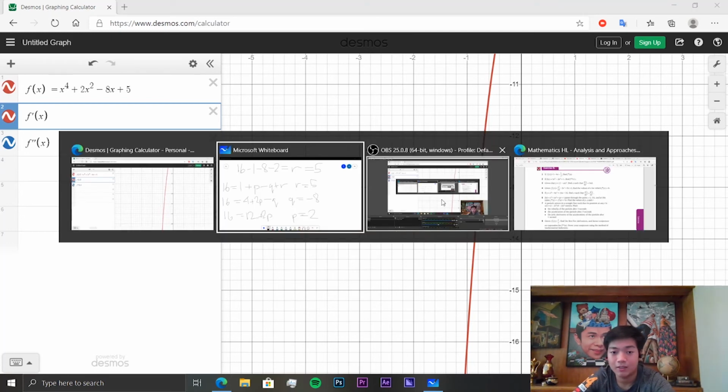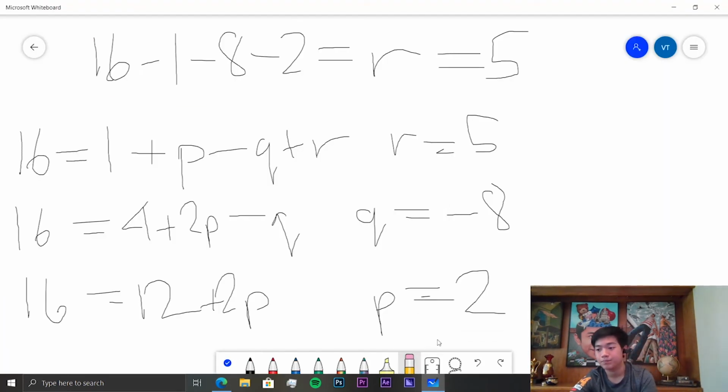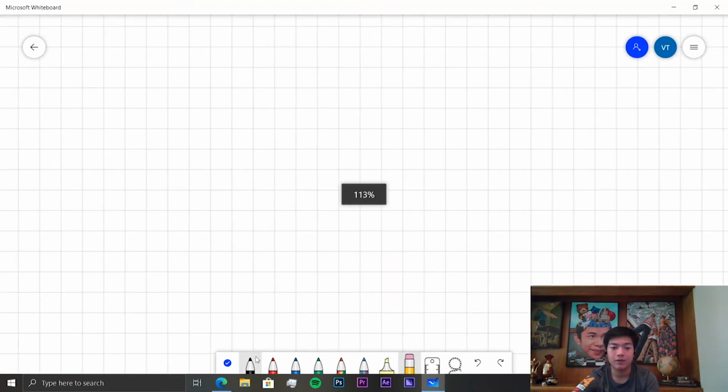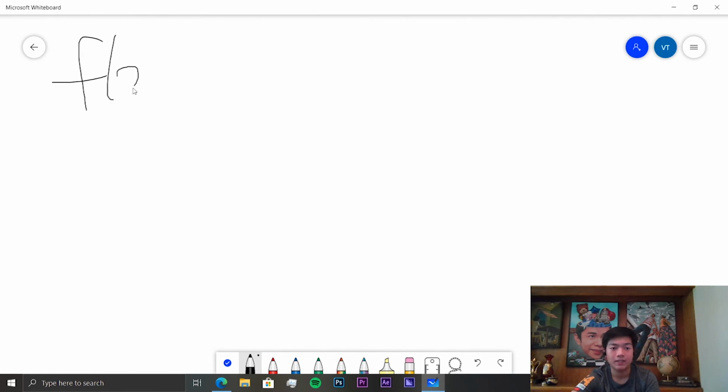So, on to the final question of today. The final question is, given f of x is equal to 1 over x, find the first 5 derivatives and conjecture an expression for f to the n of x. So find the first 5 derivatives. Okay, so let's rewrite this as x to the -1.